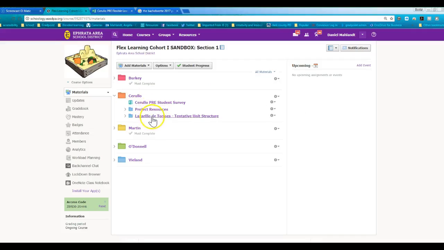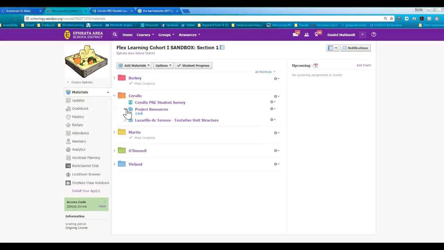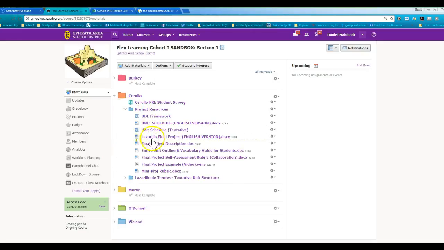And then he would put in his things, tentative unit structure for Las Orillas de Tormes, project resources, those kinds of things. So these are the things we put in there to help build his repertoire up. The mini project rubric, all project-based things. Okay, that's about it for the actual course, and that's how it went. This was an excellent structure for us. We have some things to tweak, but it did go well.